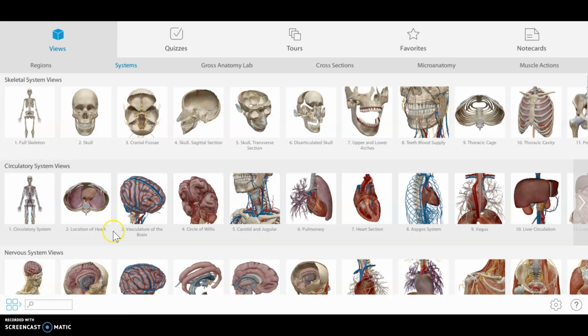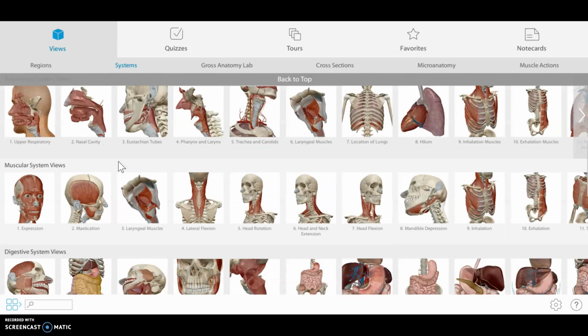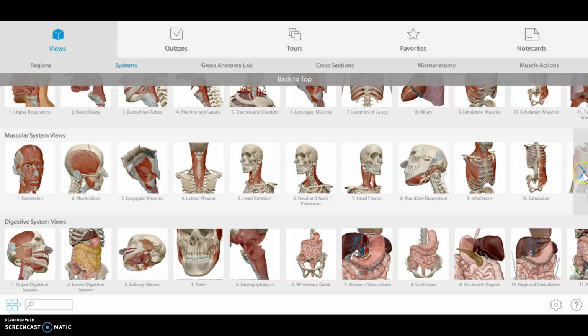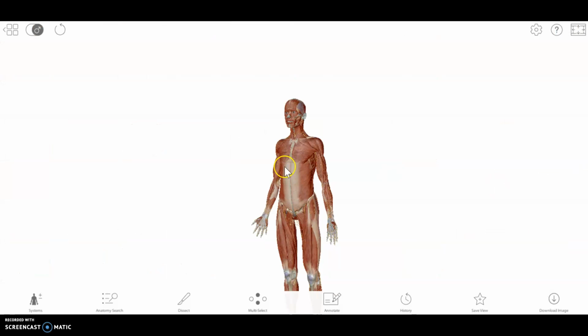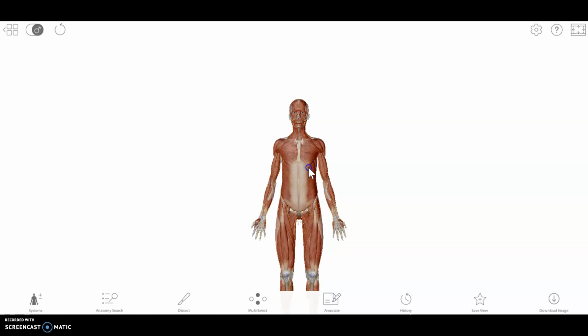Okay, so to get to your view, you go to Human Anatomy Atlas. This screen should pop up. You go to muscular system views, and then we'll just go over and do the full muscular system view.